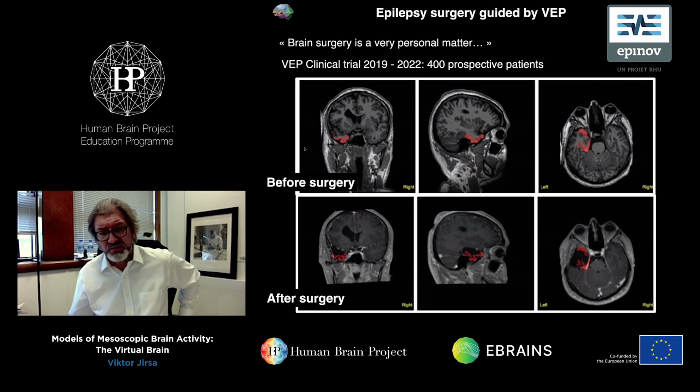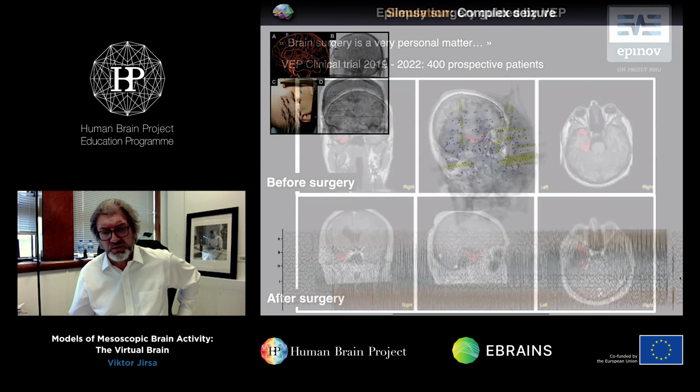And I'm coming to the end, because this is what we do. We estimate these parameters, we represent them here, and then provide this information to the surgeon. And this is after surgery, the post-surgical MRI. This is the type of intervention that is being done.